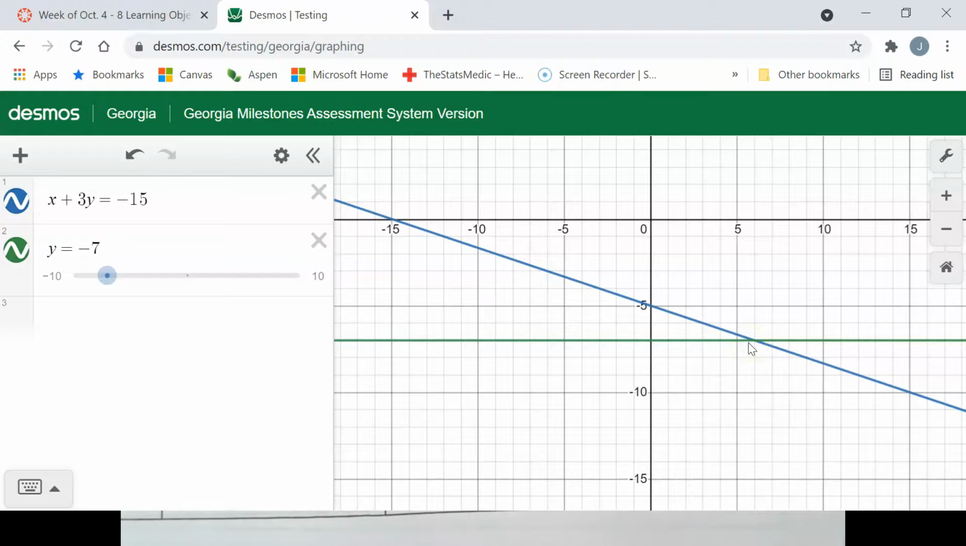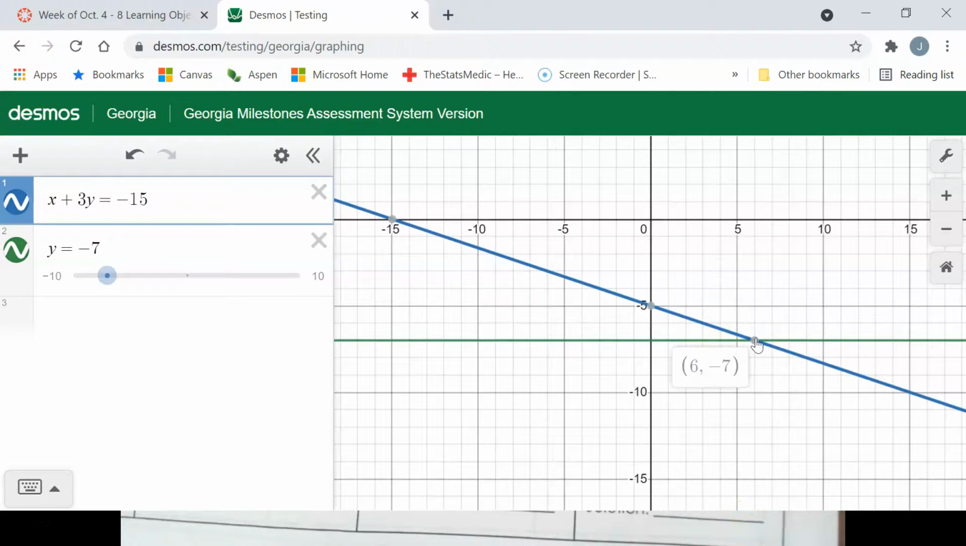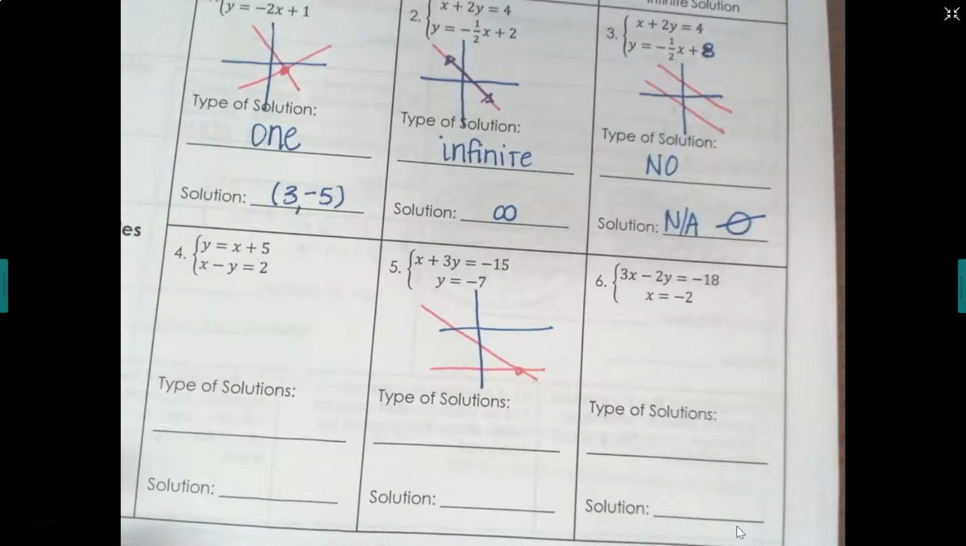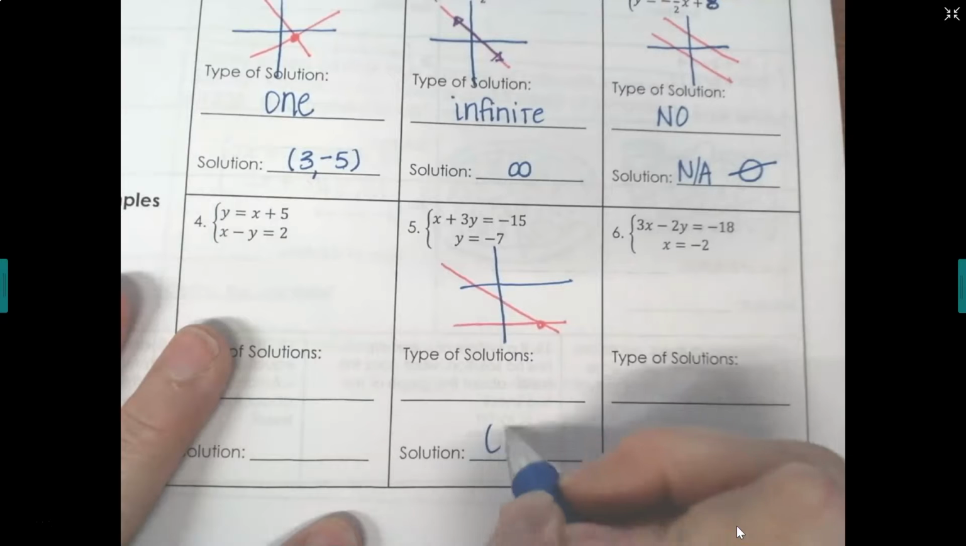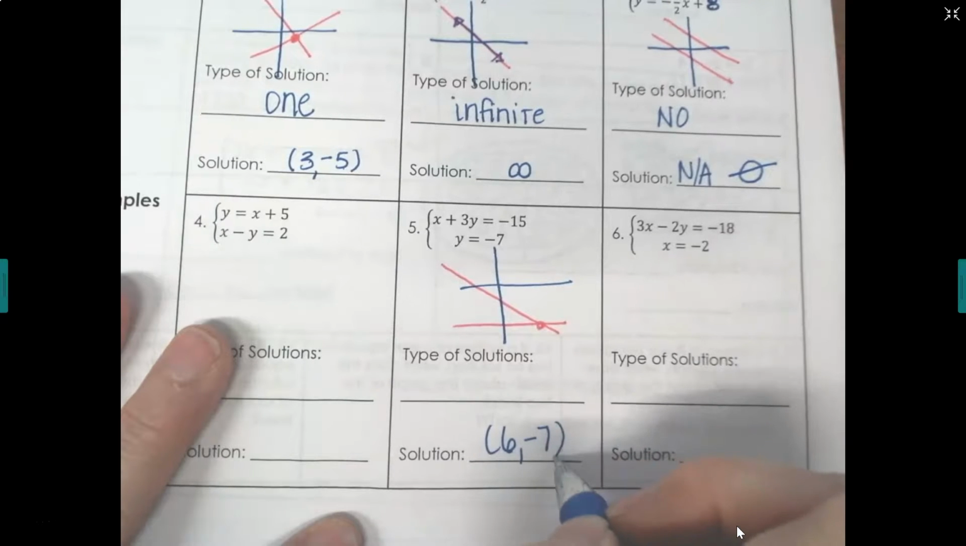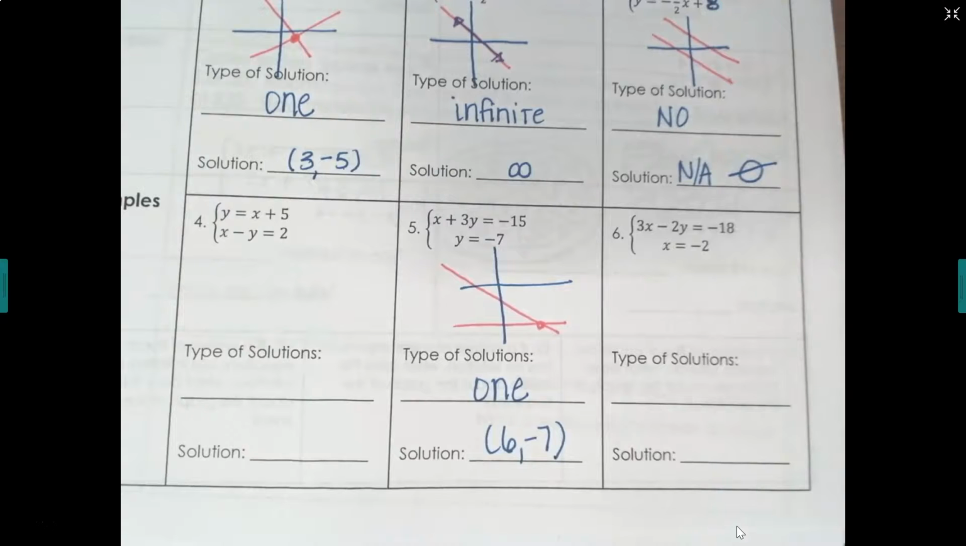So I'm going to just do a quick sketch of that to help me remember, for future me looking back on this. Okay. They are crossing once because two lines can only cross once, and they are crossing at this point there, which is 6, -7. So I have my sketch. I know they're going to cross at 6, -7, which means it has one solution.